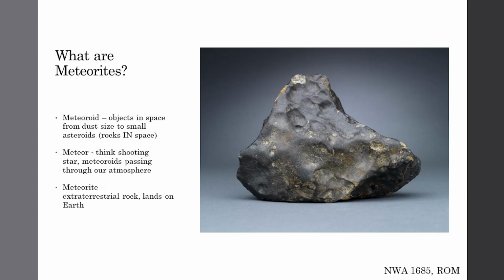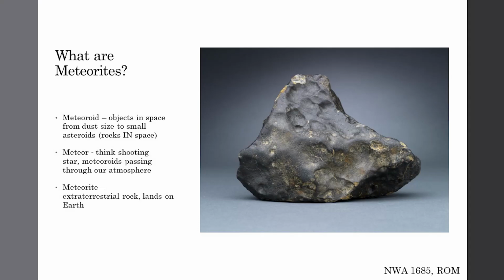So first, to start off with, what are meteorites? When these objects are floating around in space, they can be dust-sized to small asteroid size, and we refer to them as meteoroids. Whenever these objects intersect with our atmosphere, start to pass through, and undergo a lot of friction and heating, sometimes seen as shooting stars, we call these meteors. And it's only about 5% of the material that passes through our atmosphere that actually survives to land on Earth. If that happens, we call it a meteorite. So this is when this extraterrestrial rock actually lands on Earth.